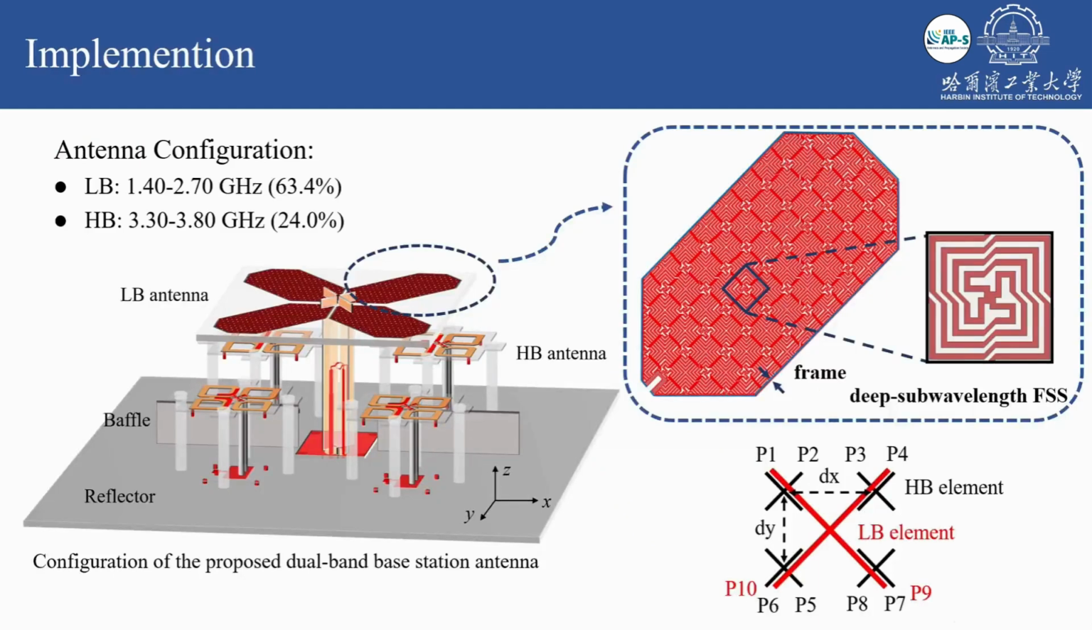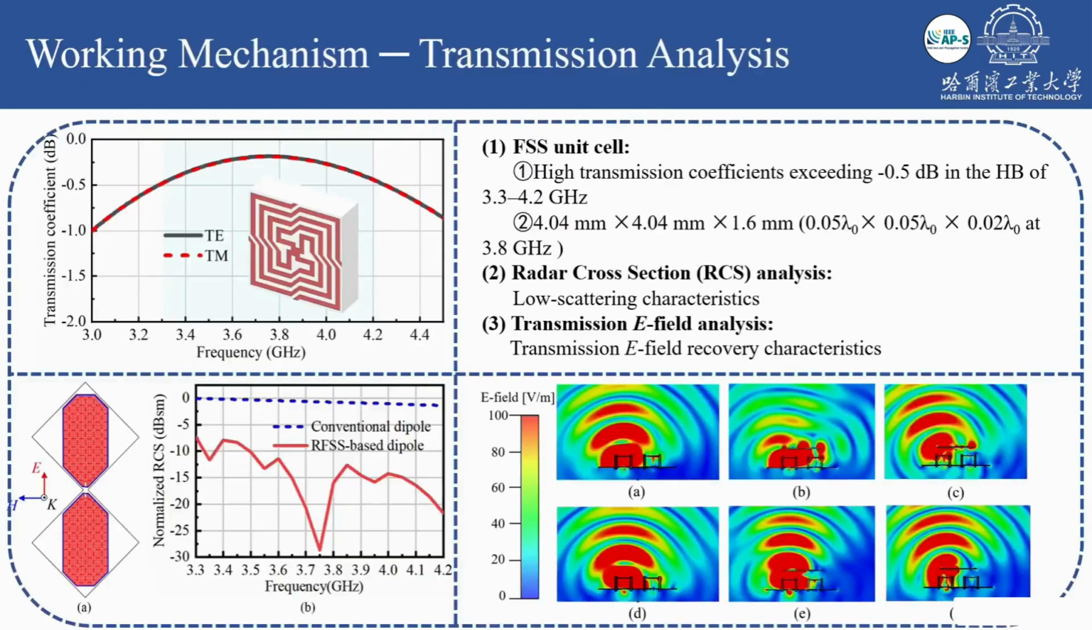To validate the effectiveness of the proposed RFSS method, a dual-band antenna array is designed. Simulation results of FSS unit cells show that both TE and TM polarizations exhibit high transmission coefficients exceeding -0.5 dB in the high band. The radar cross-section of the RFSS-based dipole is also significantly reduced compared to the conventional dipole, indicating its low scattering characteristics in the high band.